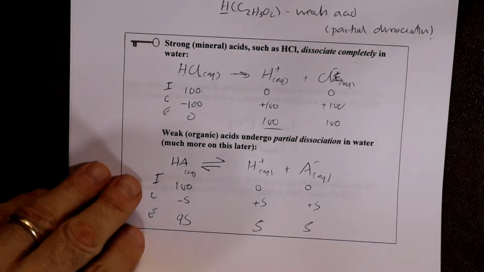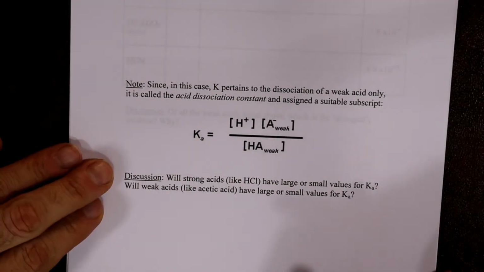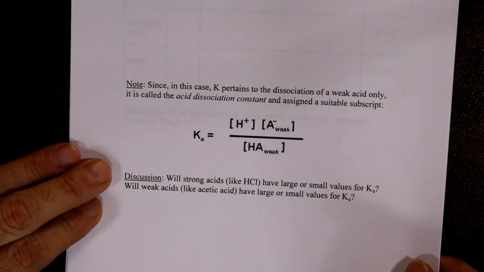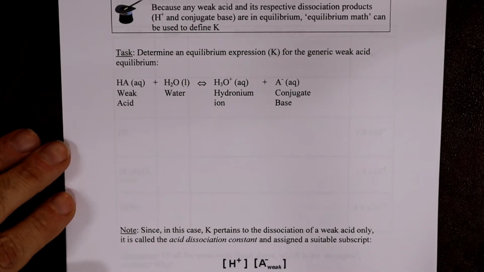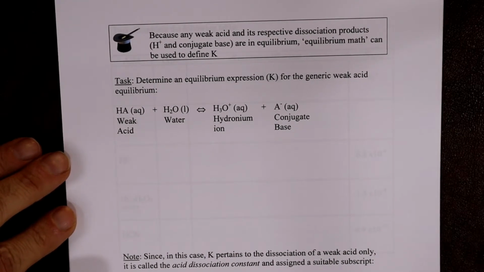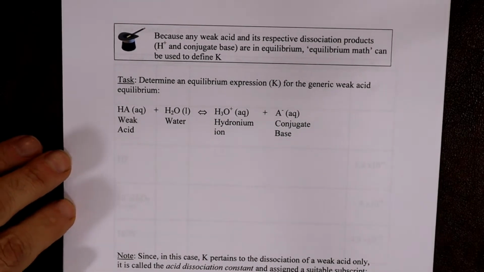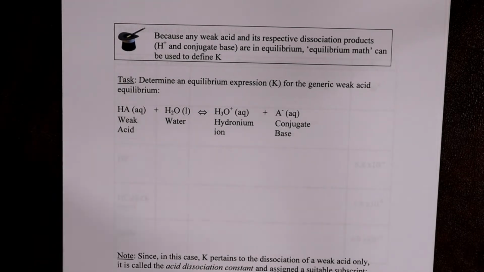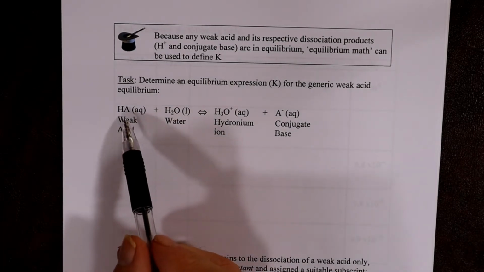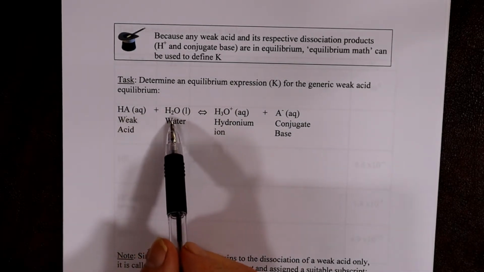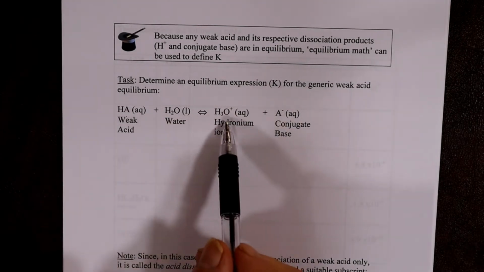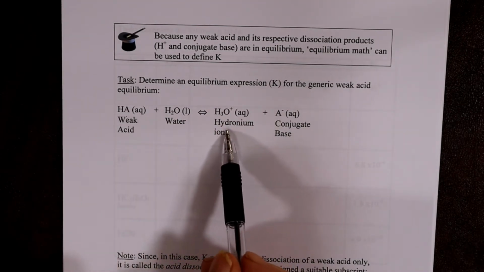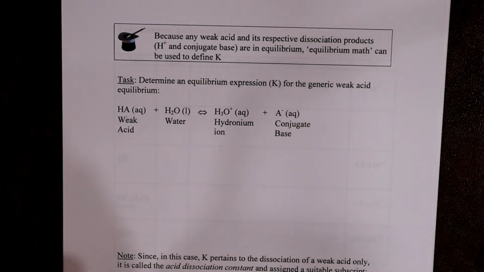So, moving on. Obviously, because weak acids are in equilibrium with their dissociation products, we can treat them with equilibrium math. So look at a generic example. Here we have a weak acid, and we say we react with water to make the hydronium ion. We'll show you the simpler version again in a second, and the conjugate base.